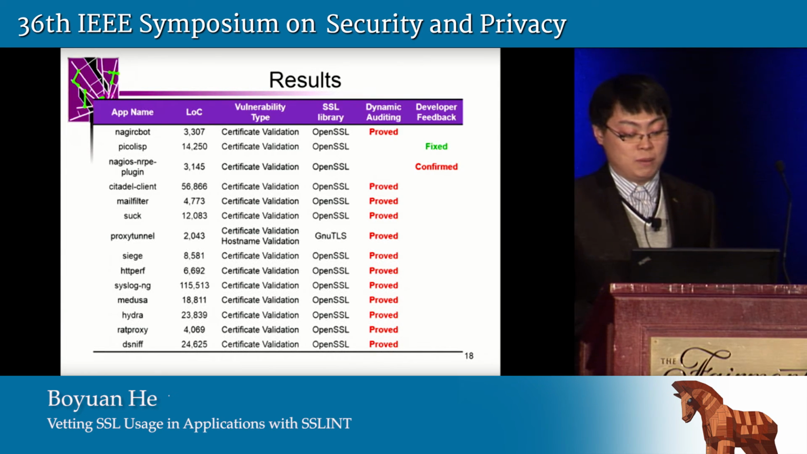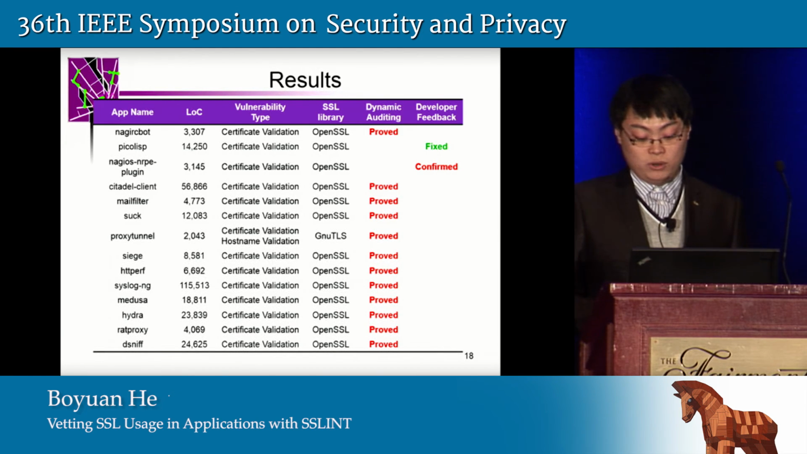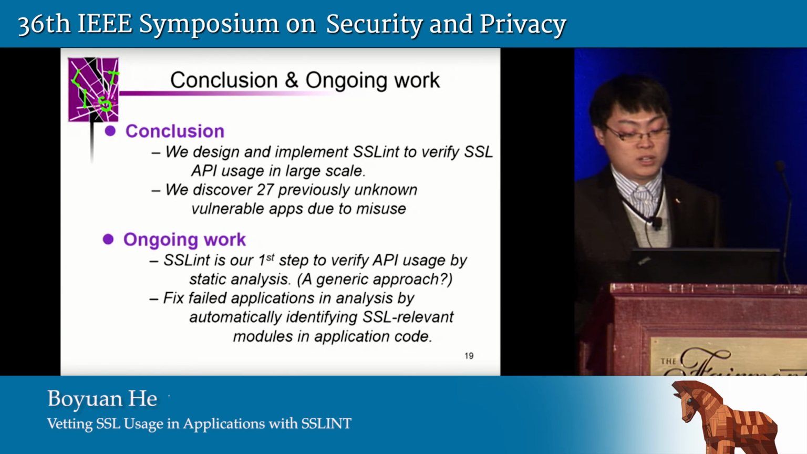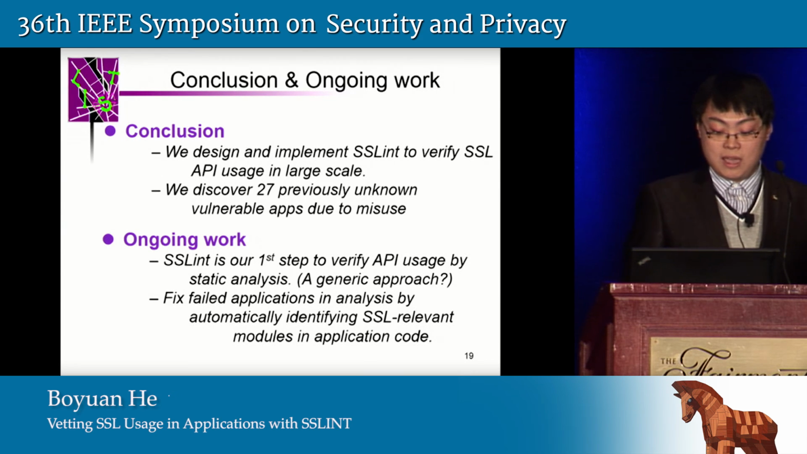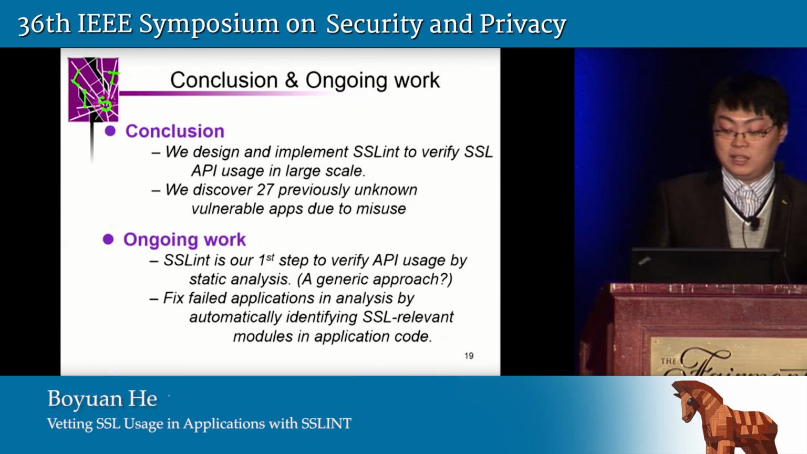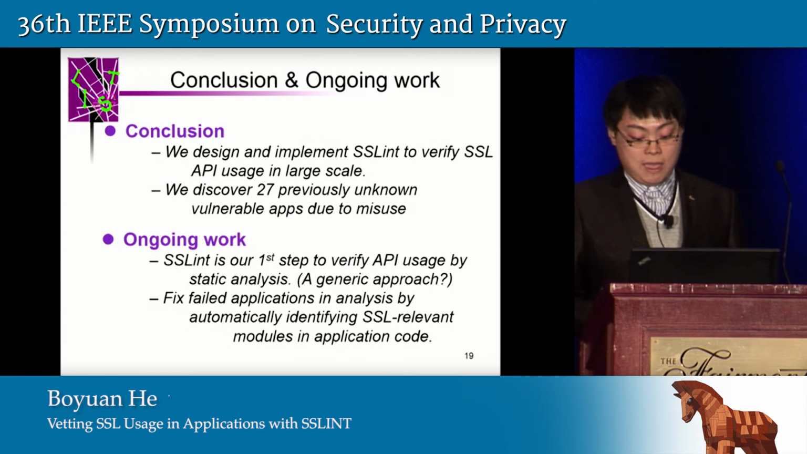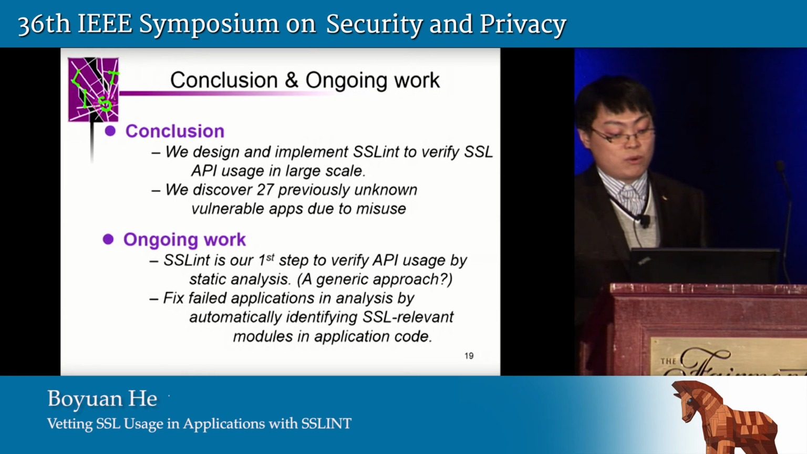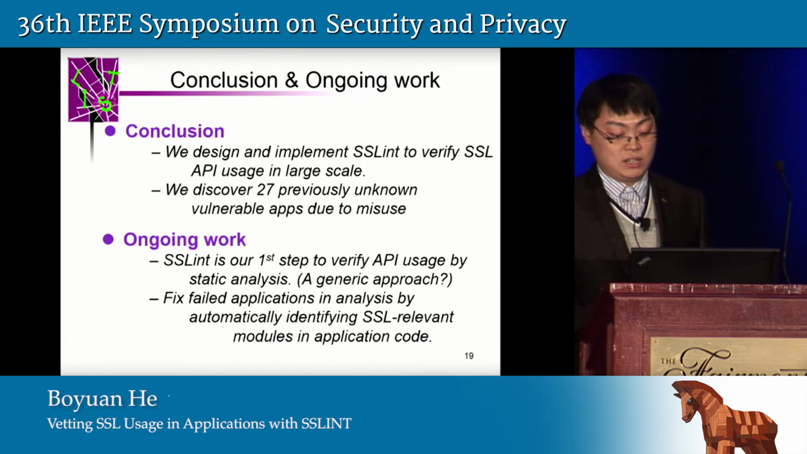We think such security problems in open source software must be solved properly to avoid more vulnerabilities in the future. To conclude our work, we started from the motivating examples that there is a lot of misuse of the SSL APIs in applications, and we designed and implemented SSLINT, a system to verify the SSL API usage at large scale. And we discovered 27 previously unknown vulnerable apps in the Ubuntu software, and most of which are also shared in other Linux distributions. SSLINT is our first step to verify API usage by static analysis, but we believe that this approach is not restricted to SSL.